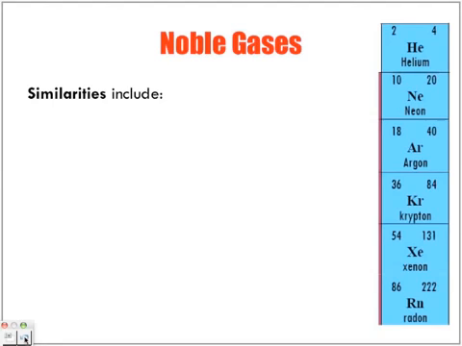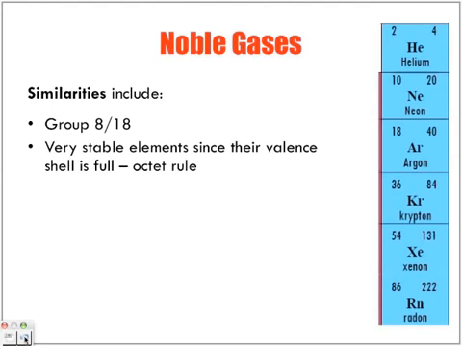And finally, the noble gases. So similarities include the fact that they're in group 8 or 18. Okay? They're very stable elements since their valence shell is full. And we refer to this as an octet rule. I'm introducing the term, but we will talk more about it in the upcoming chapters. So, if we want to break down the term octet, think of 8. So their valence shell is full, with the exception of helium. It's still full, but it's not going to fulfill that 8 valence electrons rule.